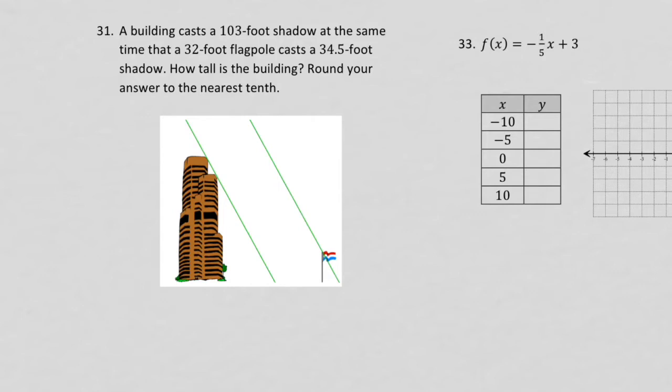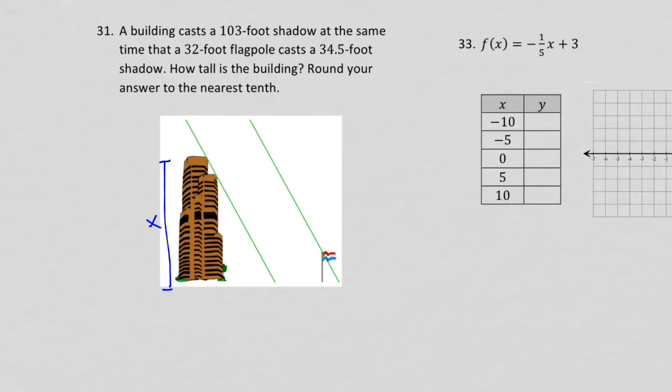31. A building casts a 103-foot shadow at the same time that a 32-foot flagpole casts a 34.5-foot shadow. How tall is the building? Round your answer to the nearest tenth. So what we don't know is the height of the building. We'll call that X. What we do know is that the shadow of the building is 103 feet.